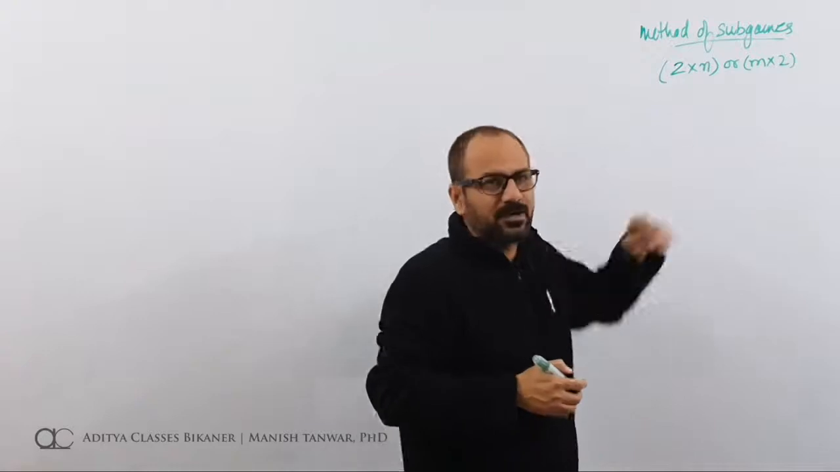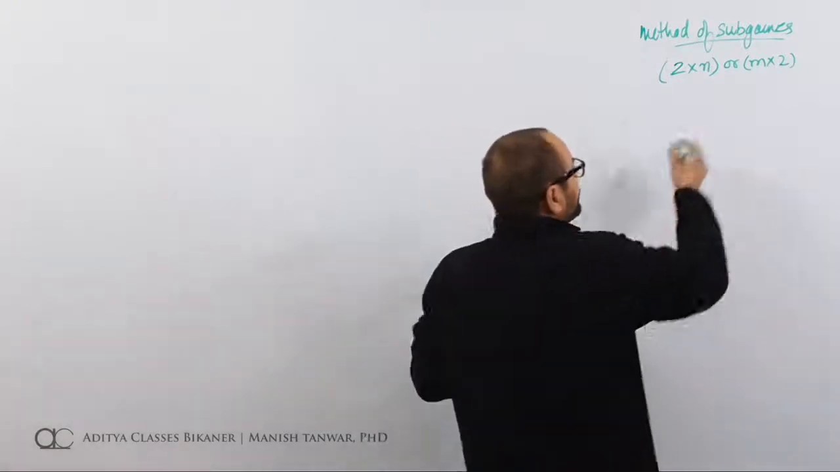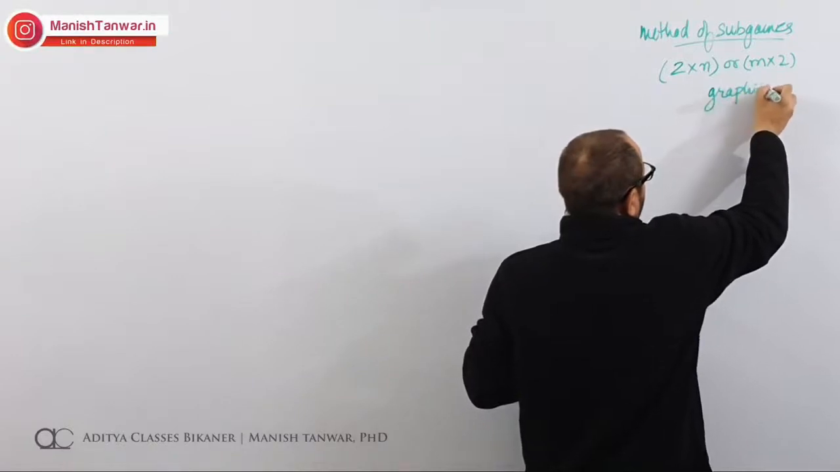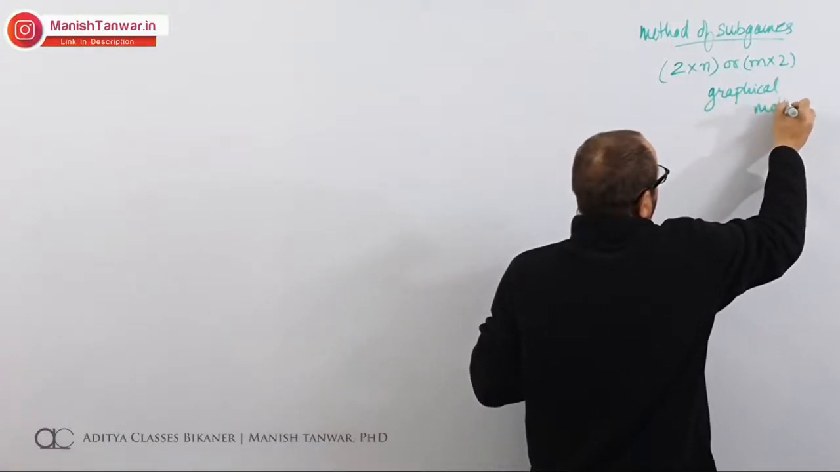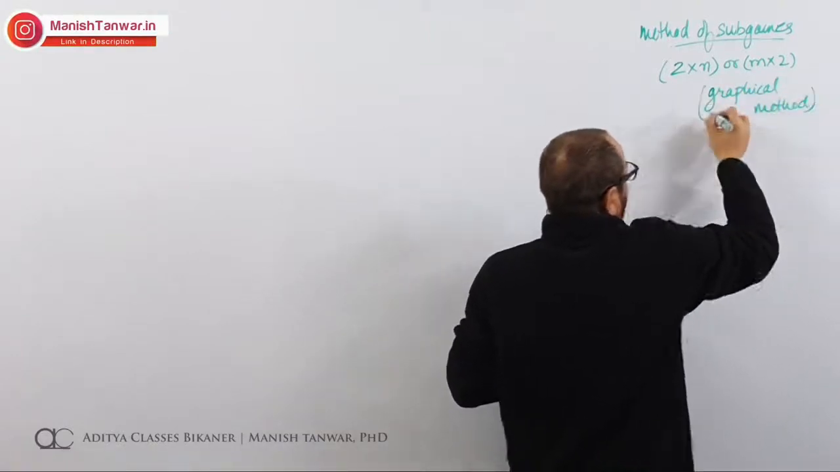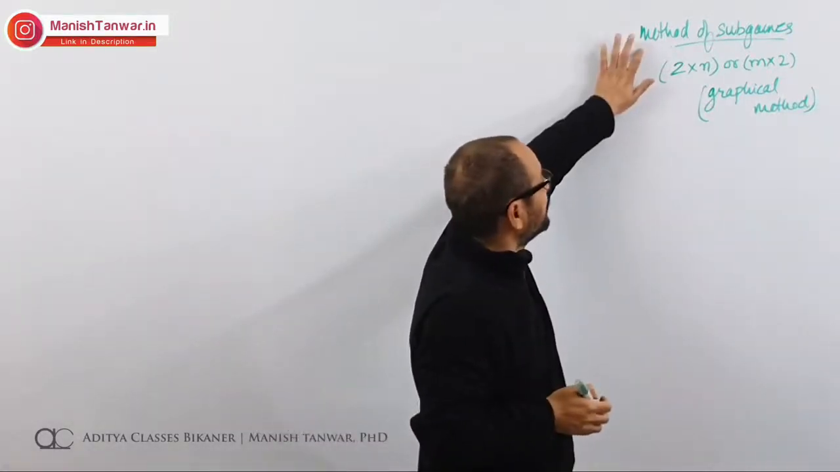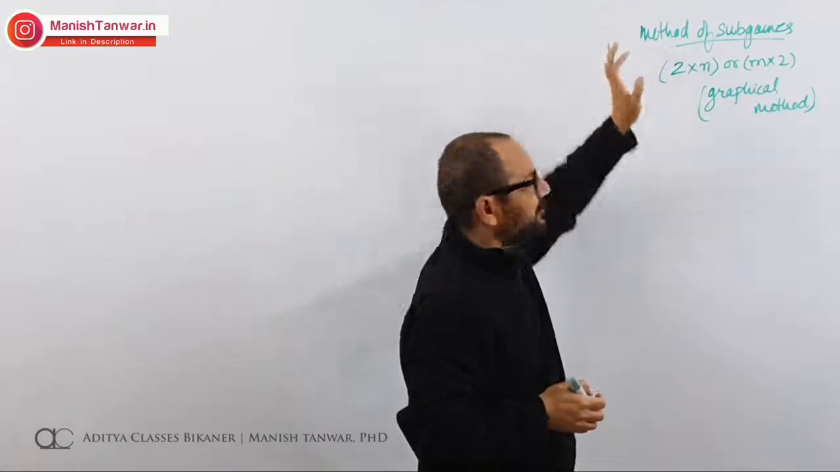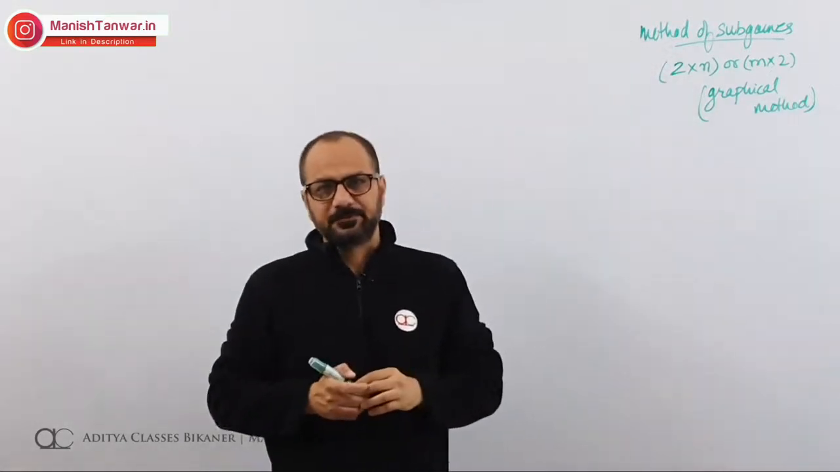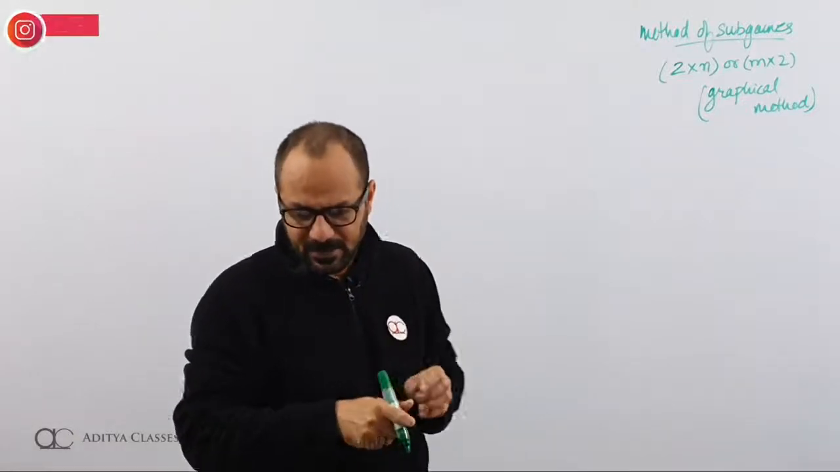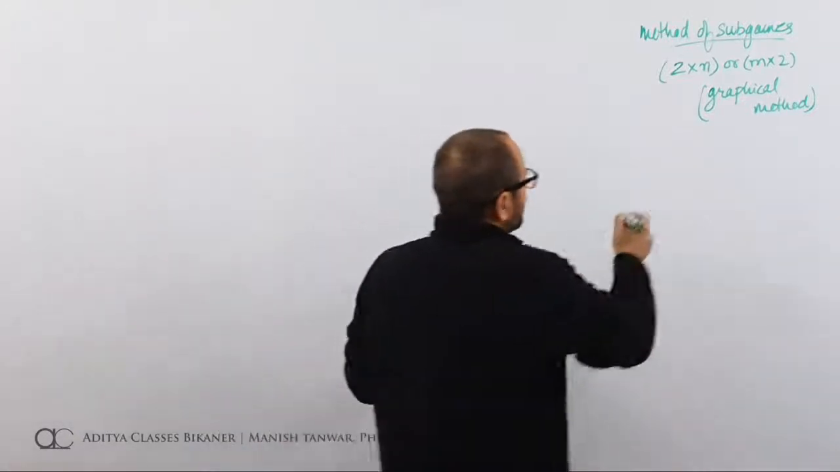2 by n and m by 2 games can be solved using graphical method also, which we have seen in other videos. Here we will be trying to solve 2 by n and m by 2 games using method of subgames. So let us put up a question over here and then we'll talk about method of subgames.